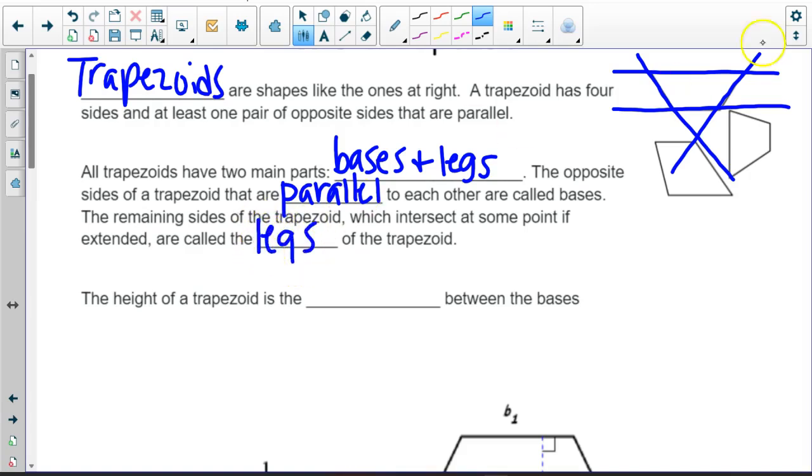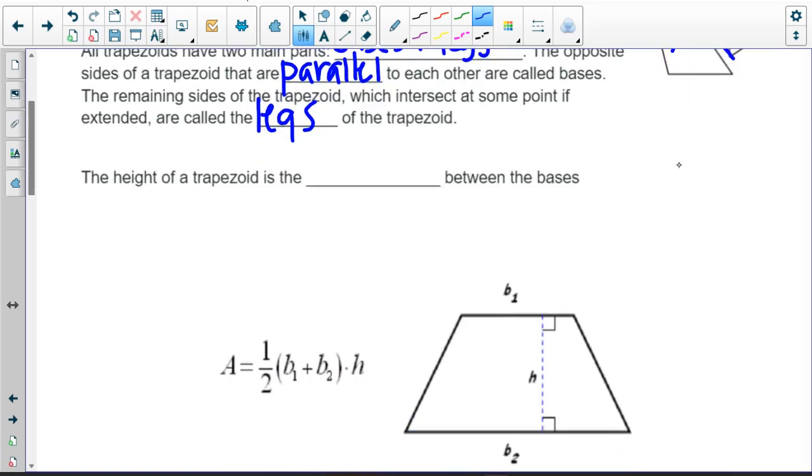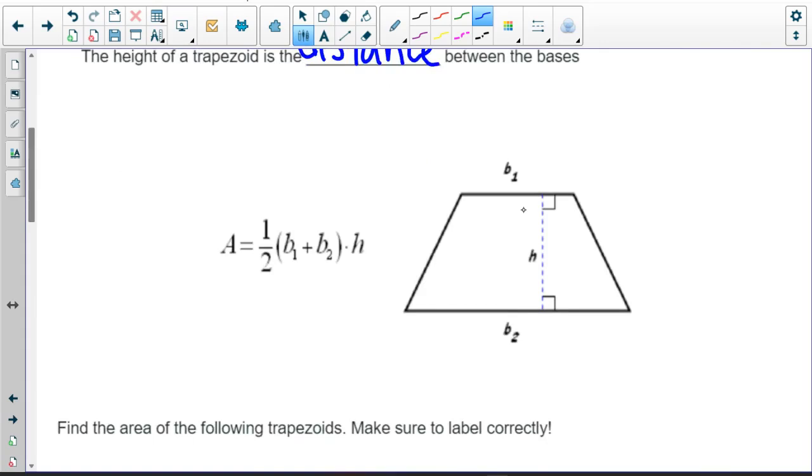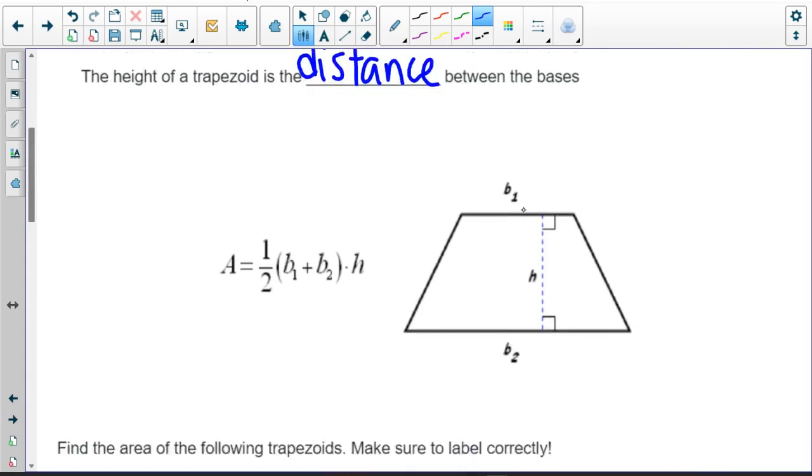So right over here, these are our bases, these two lines that were parallel. These lines that cross that we drew out, those are called the legs. They hold up the bases. And then the height of the trapezoid is the distance between the two bases. So we drop a line straight down to make that right angle, and that is our height.